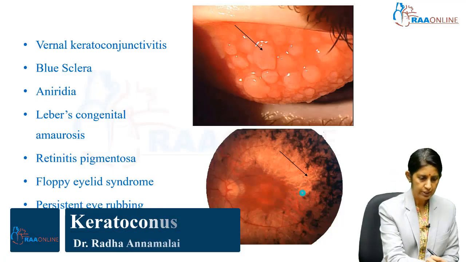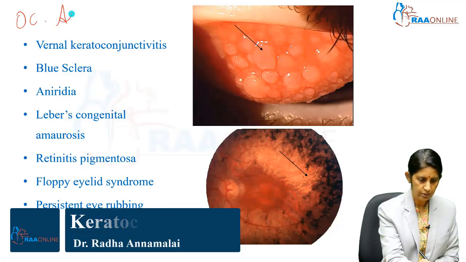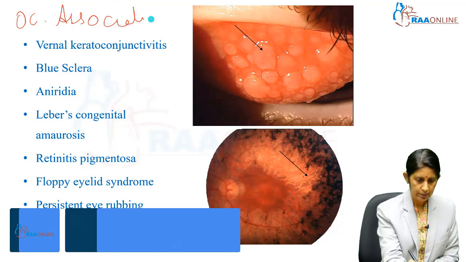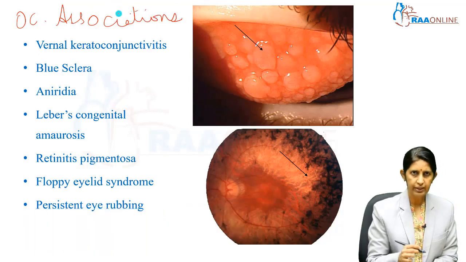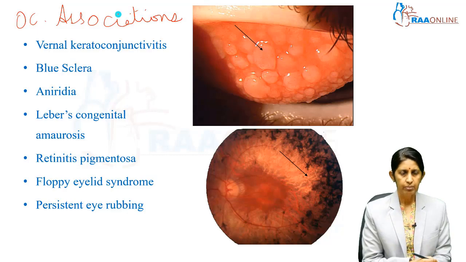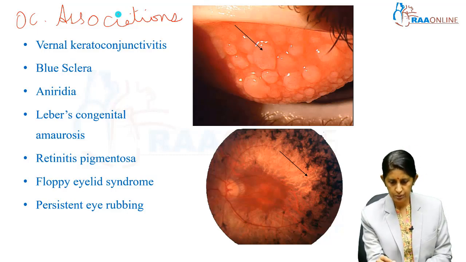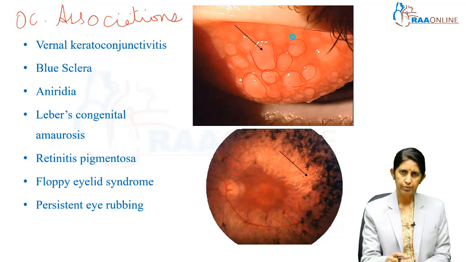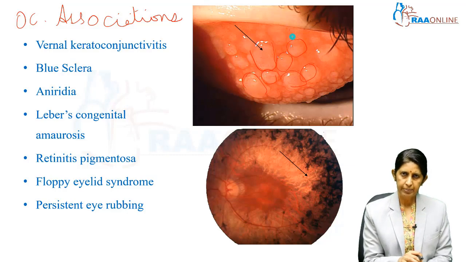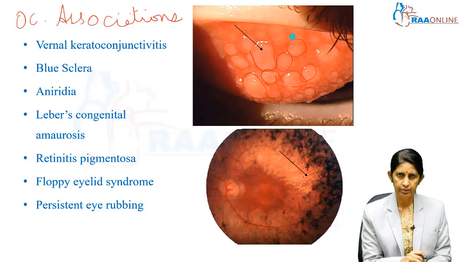So these are the ocular associations that I was talking about. There are several conditions in the eye itself that are associated with keratoconus. The most commonly noted is vernal keratoconjunctivitis, with which, like I just mentioned, there will be constant eye rubbing. The picture above shows you these giant papillae, which are typically seen in patients with vernal conjunctivitis. Although not all papillae are as big as what we see in this picture, smaller papillae can be present in almost all patients with vernal keratoconjunctivitis.